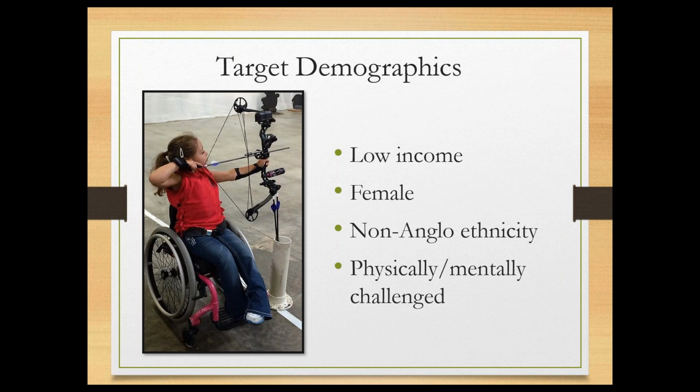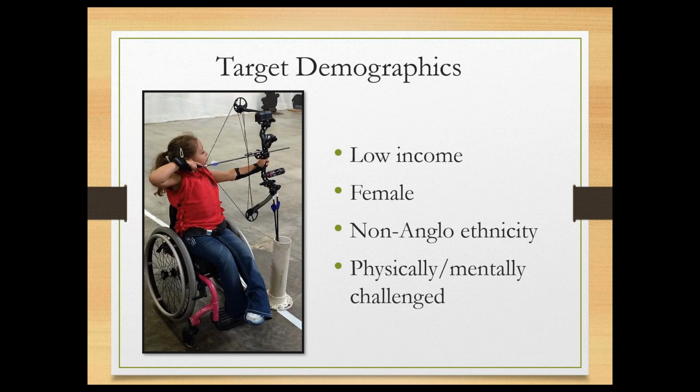All right, so the main purpose of the grant program is to really target those underrepresented populations. And what do we mean by that? We have 4 target demographics that we would like to serve through the co-op grant program. Those include low-income participants, females, ethnic minority, and what we mean by that is really non-Anglo participants, and then individuals with physical or mental disabilities.